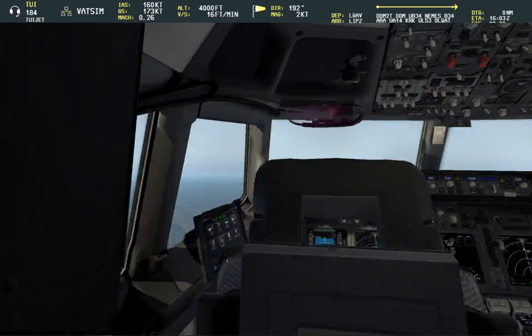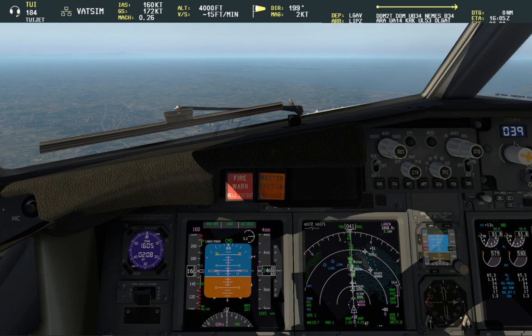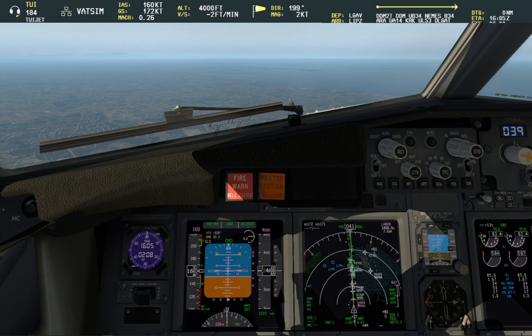So, how are we doing? Austrian 15, Papa, descend 5000 feet, QNH 1015. Yeah, this is Austrian 15, Papa. It's a stupid QNH 1015. Royal Air Maroc 8717, turn left heading 290.